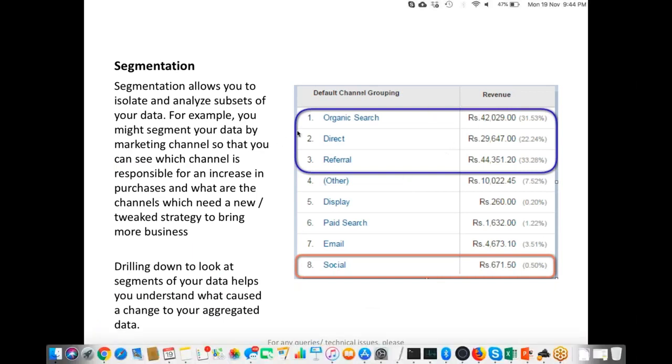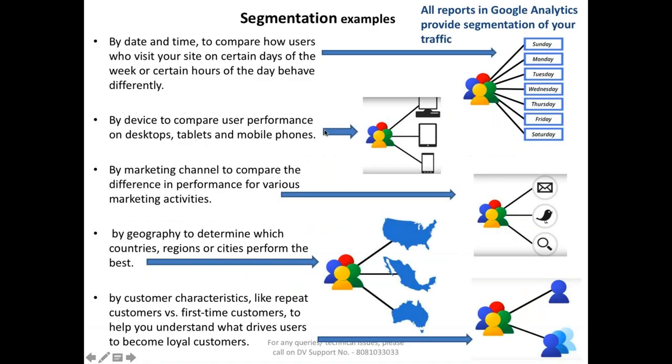That's okay. So segmentation allows you to isolate and analyze subsets of your data, and drilling down to look at segments of your data helps you understand what caused a change to your aggregated data. We have seen examples already. These are a couple of examples of segmentation: date and time, device category, marketing channels, like the organic traffic, how it is behaving and converting, social traffic, referral traffic, paid traffic, email traffic, direct traffic. So all that, channel-wise traffic, and the geography we have already seen. The location and customer characteristics like new versus returning users' conversions.